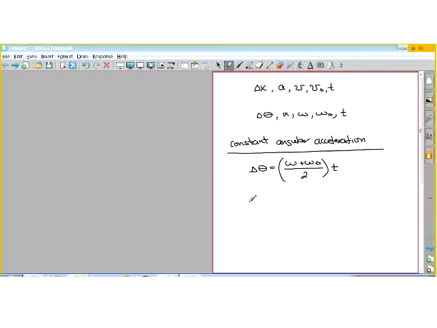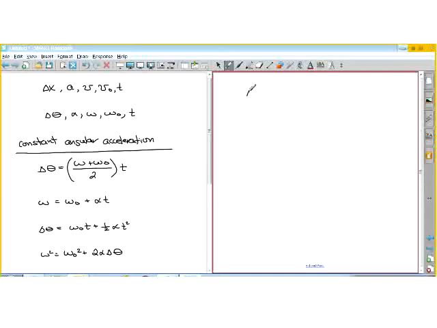We have omega, the angular velocity, is equal to the initial angular velocity plus the angular acceleration, which is constant, times t. We have delta theta, which is equal to omega 0 times t plus 1/2 alpha t squared. And finally we have omega squared is equal to omega 0 squared plus 2 alpha delta theta. So those are the equivalent ones in the angular system. And remember that delta theta is in radians.